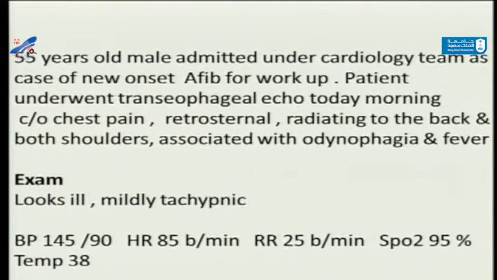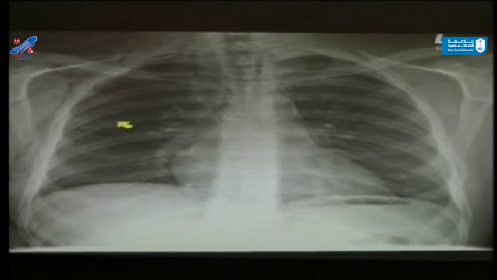So our top differential is esophageal perforation. He's a cardiac patient, so there is still a possibility of having cardiac elements, right? So what made us say esophageal perforation? Yes, iatrogenic. So this is the X-ray. Forget about the arrow. What do you see here?